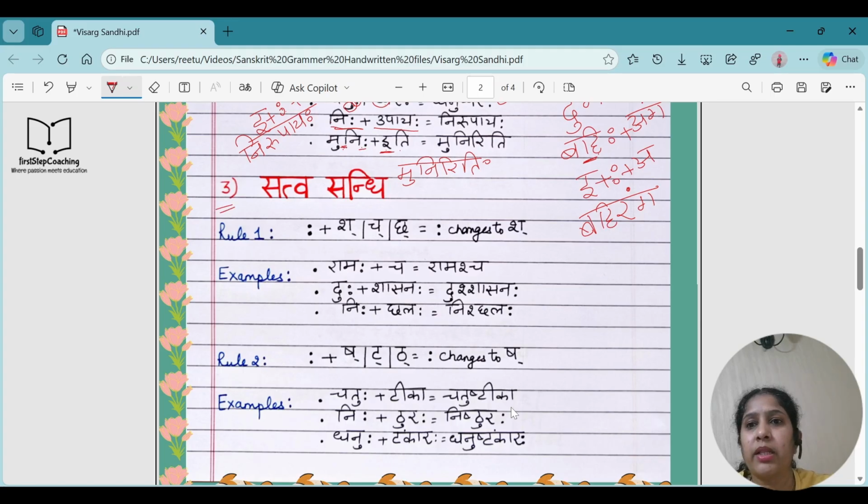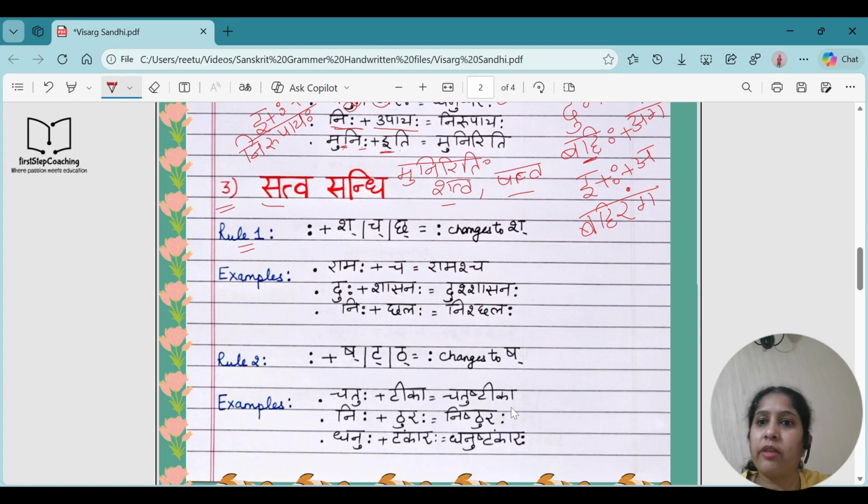Then comes the Sattva Sandhi. Sattva Sandhi has three rules. Some people call the three rules three different sandhis, and some people do it all together under one head, which is Sattva Sandhi. Some people will call it Shatva also, and Satva also. They will make it three sandhis. So you can consider them as three different sandhis also, and you can cover all of them under the Sattva Sandhi also. Fine.